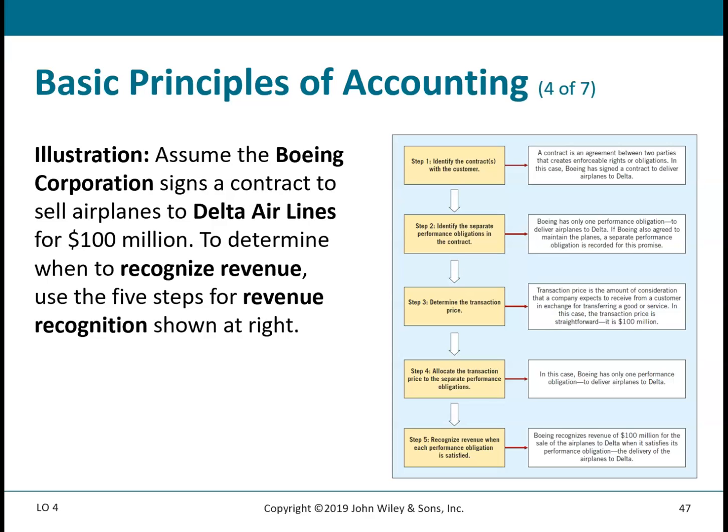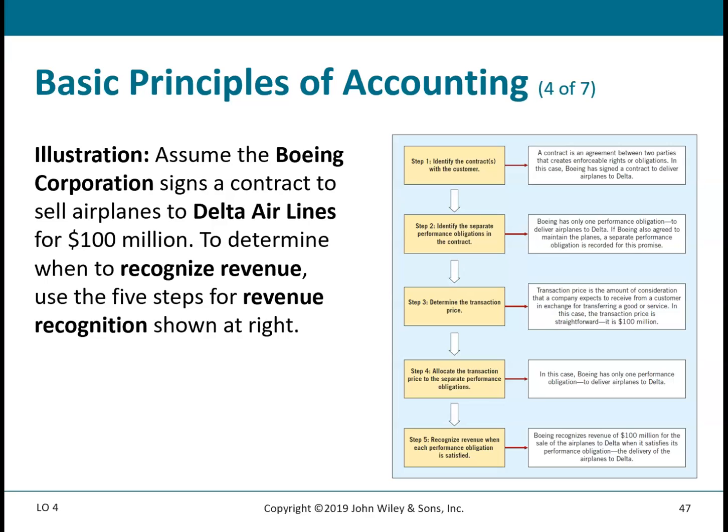Assume that Boeing Corporation signs a contract to sell airplanes to Delta Airlines for $100 million. To determine when to recognize revenue, we'll use the 5 steps for revenue recognition shown at the right. Step 1. Identify the contract with the customer. A contract is an agreement between two parties that creates enforceable rights or obligations. In this case, Boeing has signed a contract to deliver airplanes to Delta. Move on to Step 2.